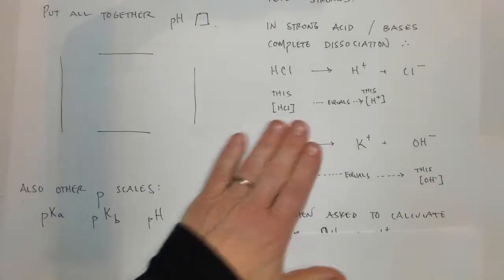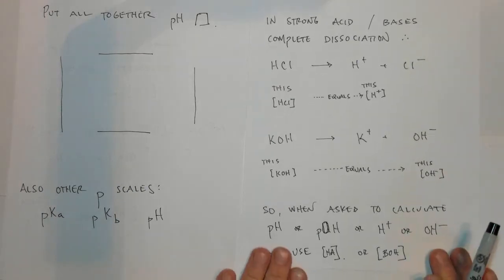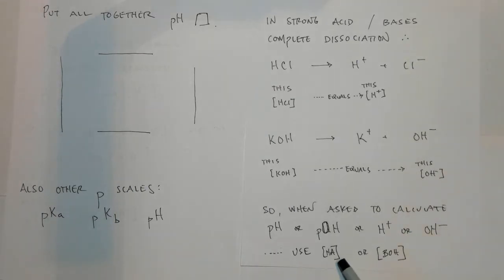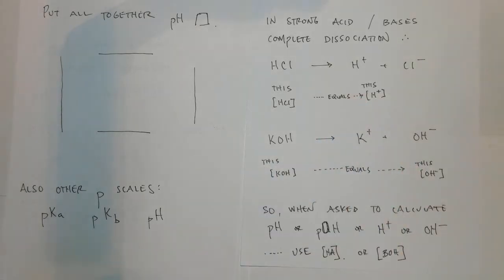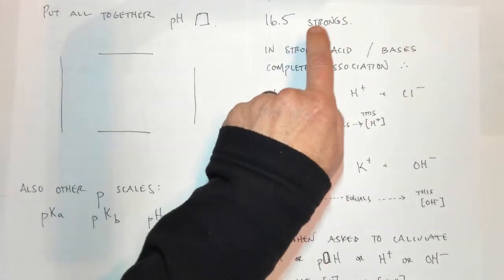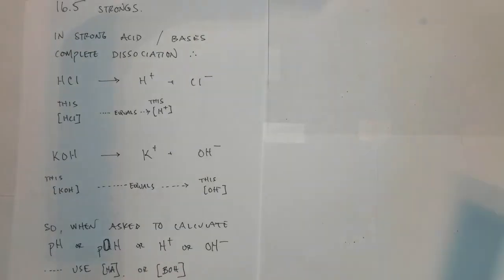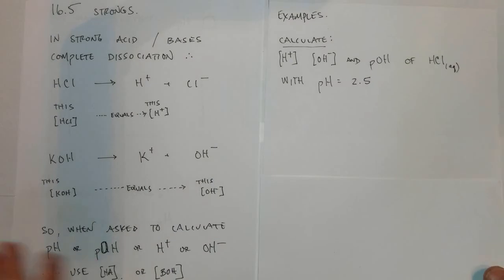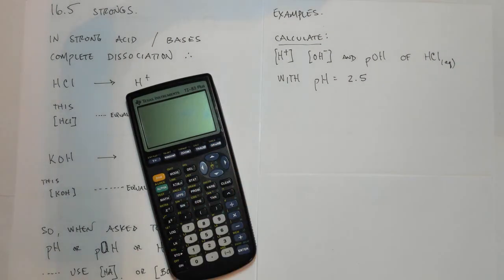So when you're asked to calculate the pH or the pOH or the H plus or the OH minus, use the concentration of HA or use the concentration of BOH, whatever the base is. And those will give you the H plus or the OH minus ion concentration as long as they are strong. If they're a weak acid or base, wait till next video cast. Let's do a bunch of example problems using the pH square. Make sure you have your calculator out and you can follow along and you can try some of these.